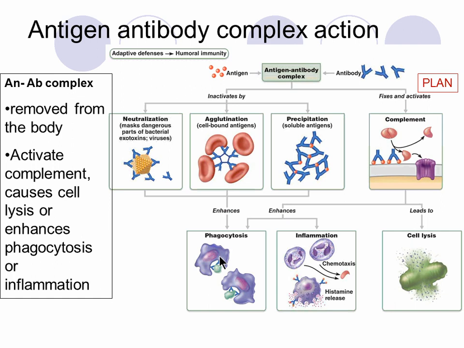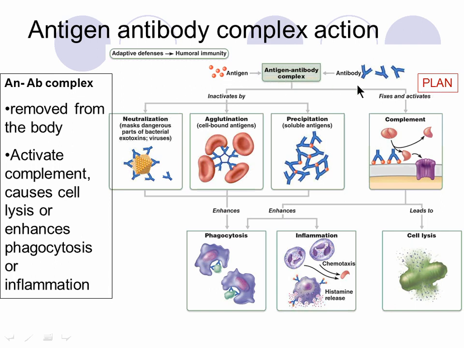So let's see what happens when an antigen and an antibody get together. They form what is called an antigen-antibody complex. These are removed from the body. The antigen-antibody complex are protein molecules. It's not a cell, right? It's a protein molecule, so you've got to get rid of it. So it's removed from the body, and there are different ways that it's removed, and we often call it a plan of action. So let's see how this happens.